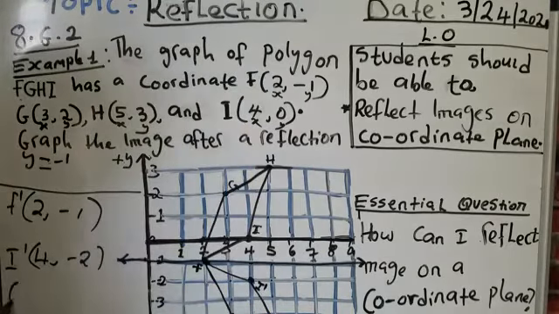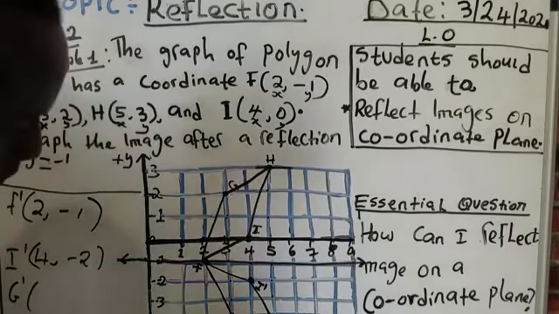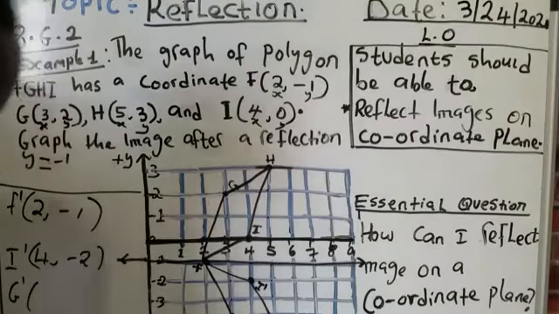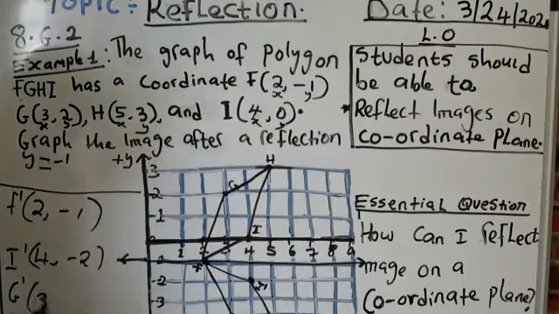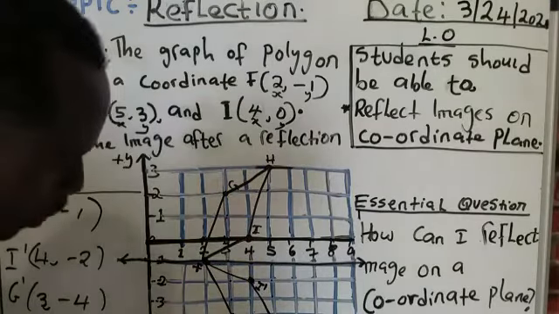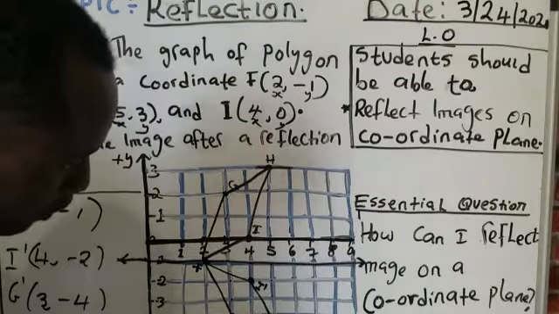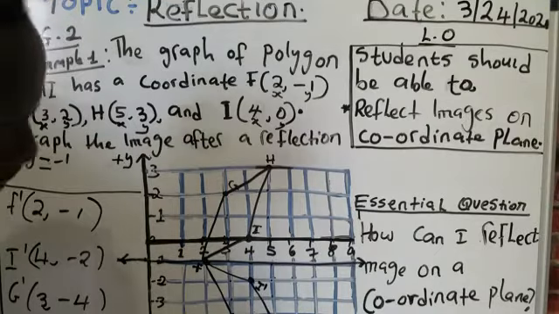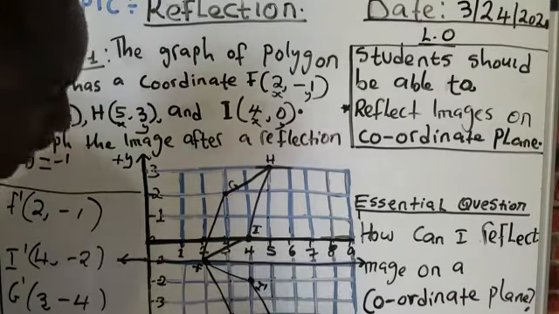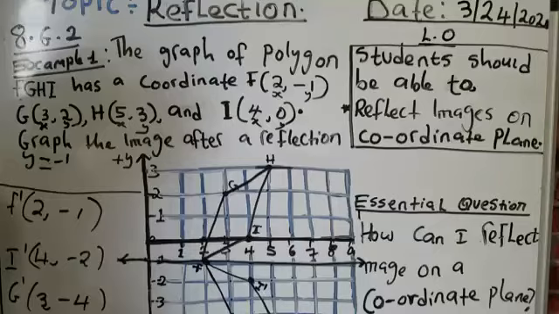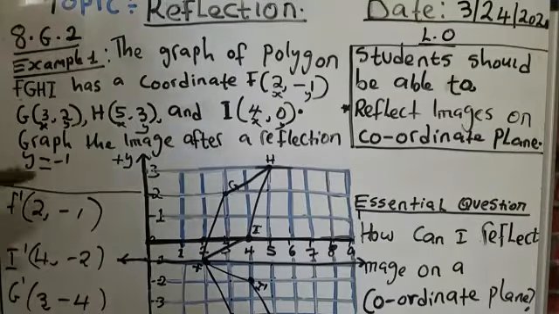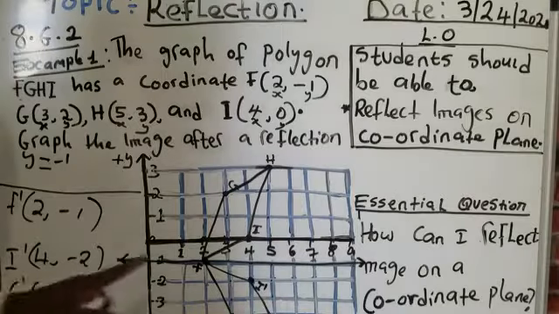What about G prime? G prime is when x is 3, y is -4. Finally, H prime. H prime is when x is 5, y is what? -5. When x is 5, y is -5. So these are the coordinates of what? The points of the reflected image.